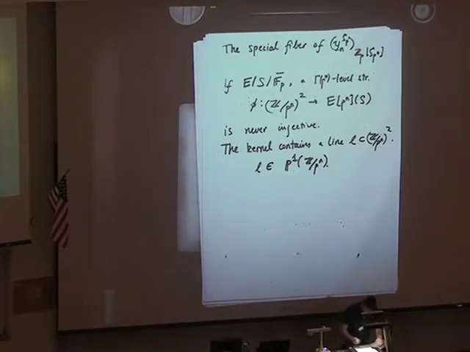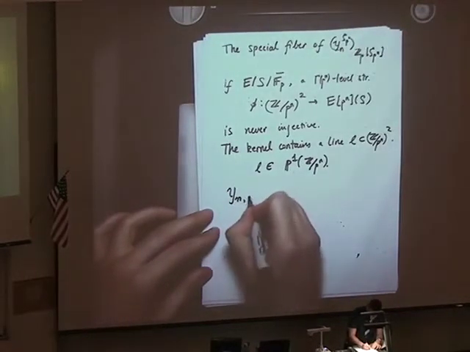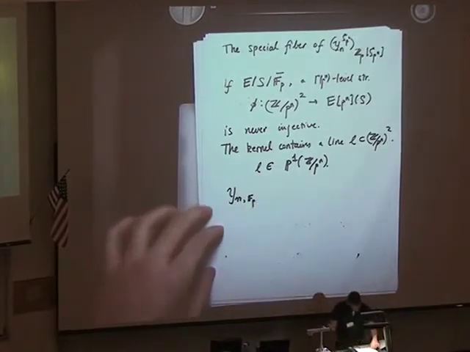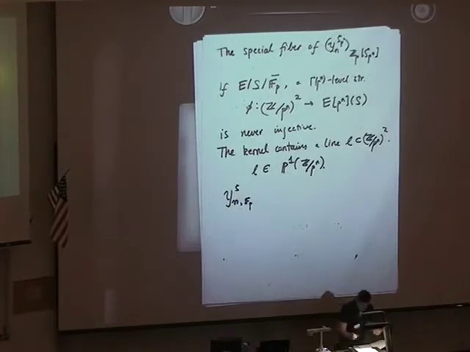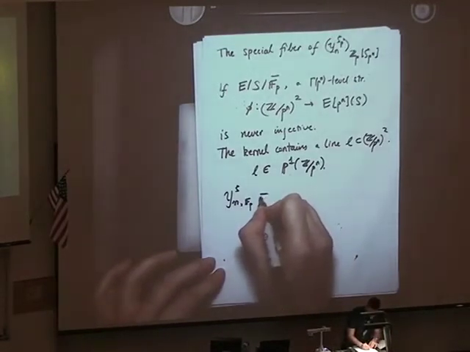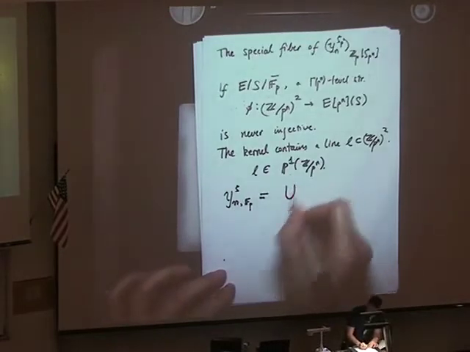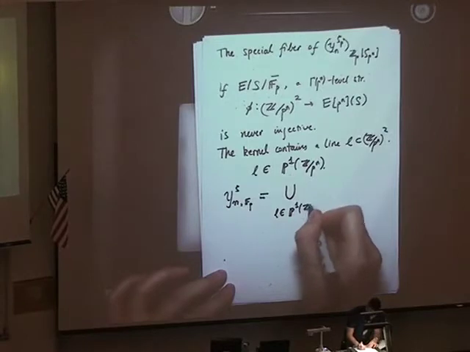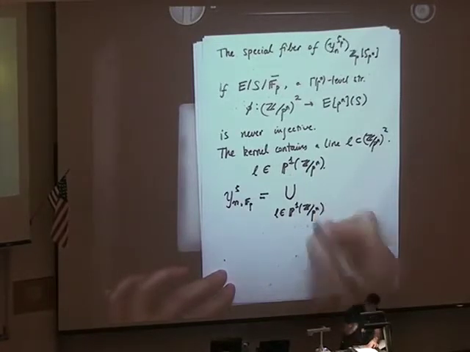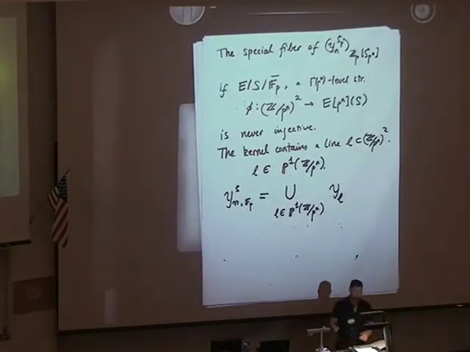Then you can go ahead and define a subscheme Y_n over F_p, zeta. Oh, right. Well, okay. So this is the thing we're interested in. And you can express it as a union over all lines in here of a subscheme which I'll just call Y_L.